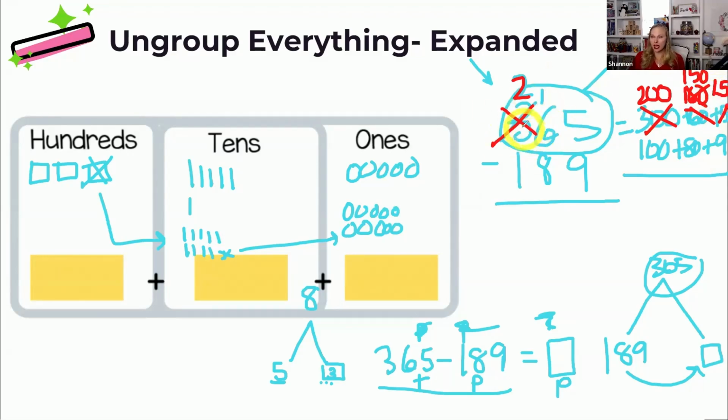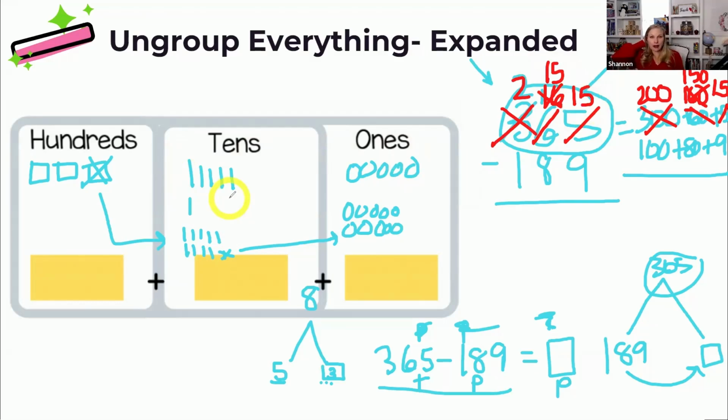I ungrouped the hundreds. Now I only have 200s. I gave 100 to my 6 tens, which means that was 10 tens. So now I have 16, and I prefer them just to rewrite the number, up to you, 16 tens. Then I ungrouped one of those 10s, which meant I only had 15 tens, and I gave it to the 5, and now I have 15 ones. All of that is provable over here, but my language matters.